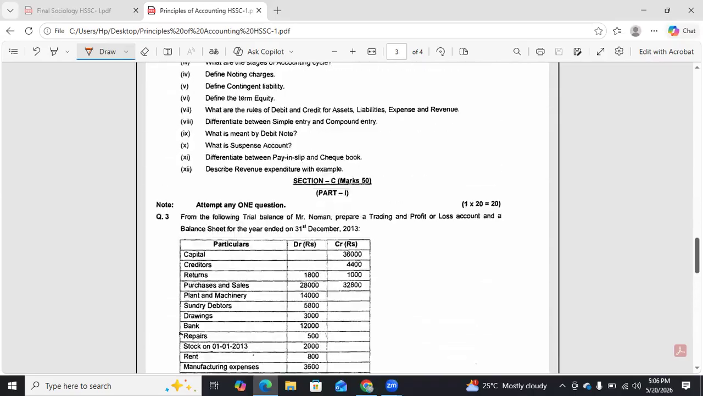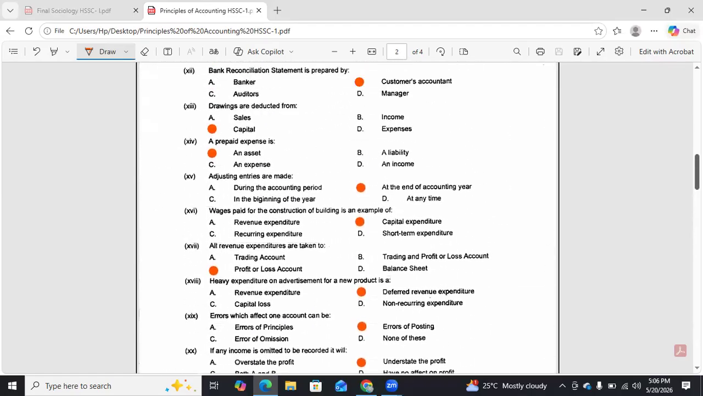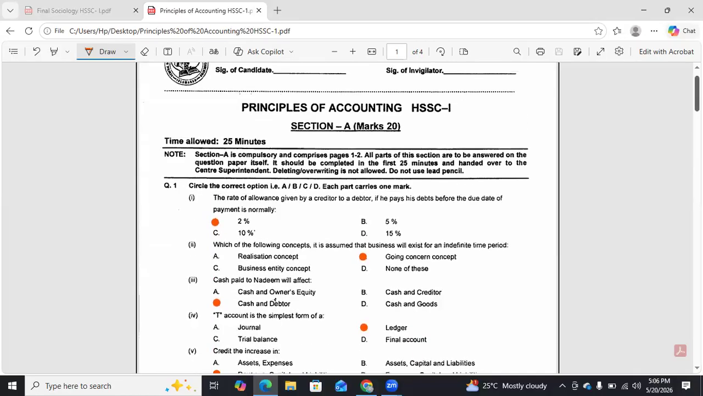So this is the basic structure of the model paper and some of the solutions from Section A.